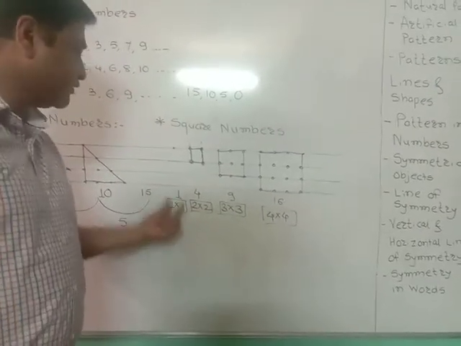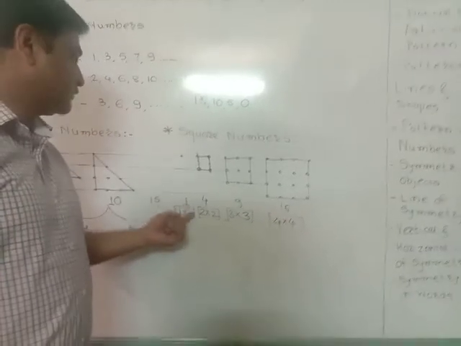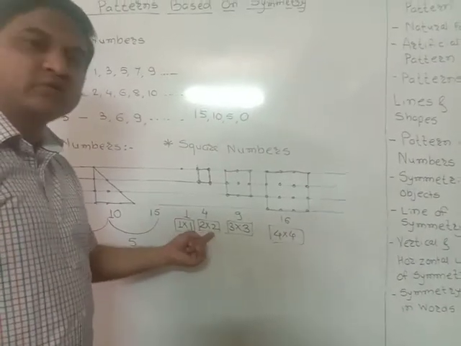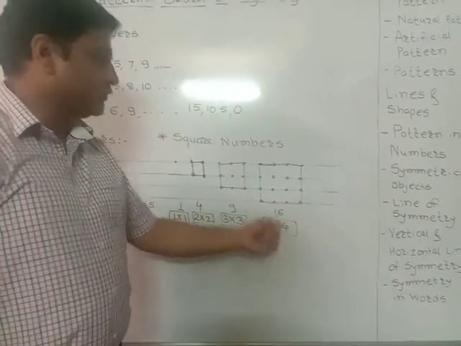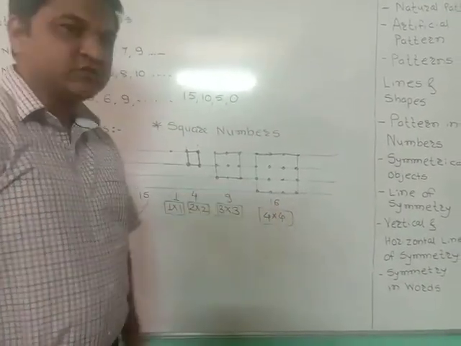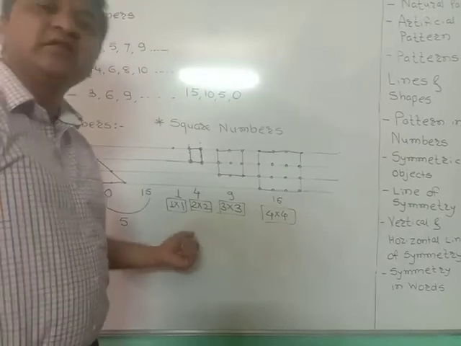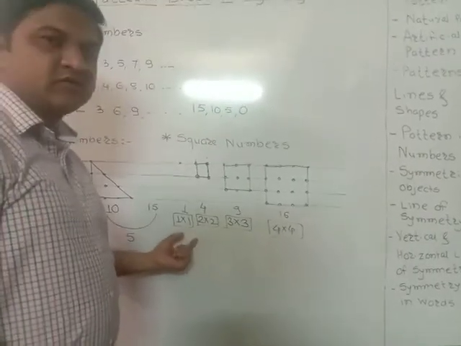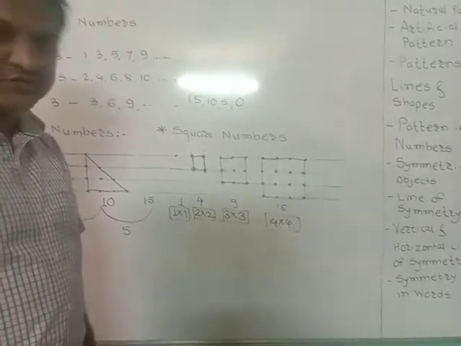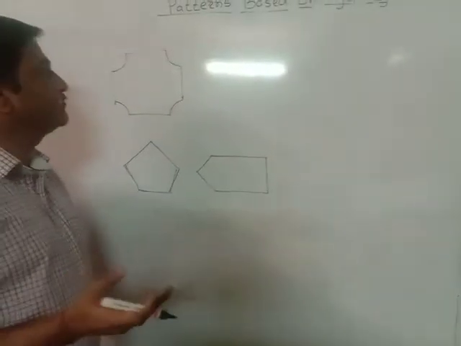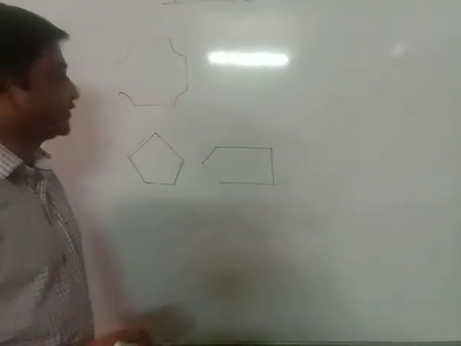For example, 1 multiplied by 1 is 1, 2 multiplied by 2 is 4, 3 multiplied by 3 is 9, and 4 multiplied by 4 is 16. Such numbers are known as square numbers, and this series of numbers is unending and is an infinite number series. We have already seen what is meant by symmetry.